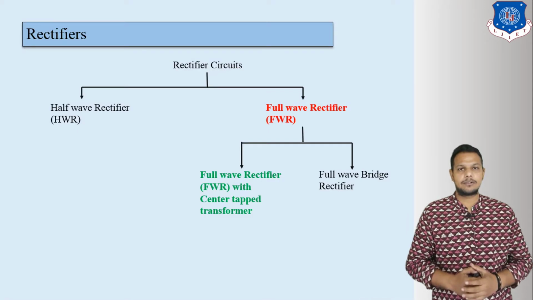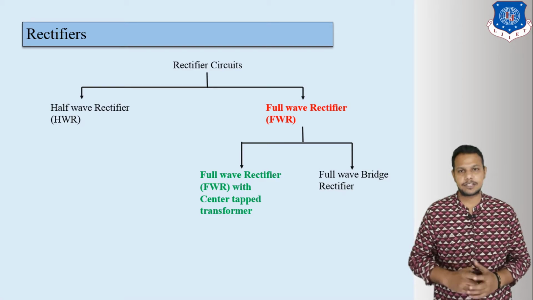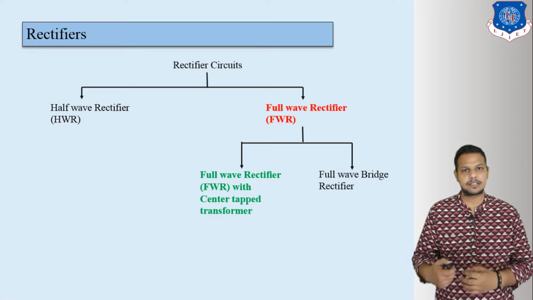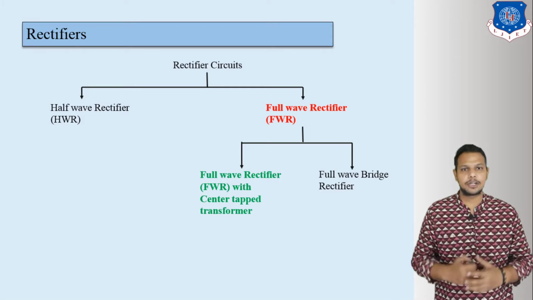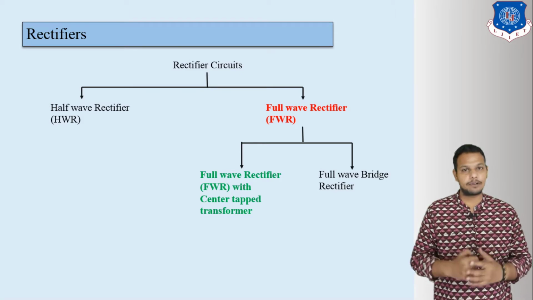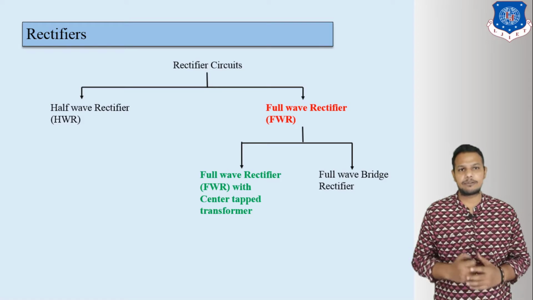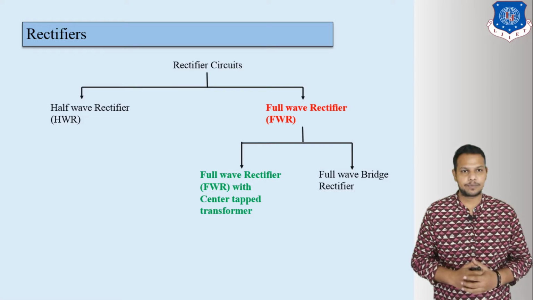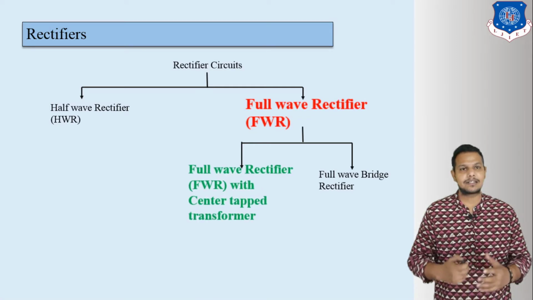First we have seen the classification of rectifiers. Rectifier circuits are divided into two parts. The first one is the half wave rectifier, which we discussed in our previous lecture, and the second type is the full wave rectifier, which we are discussing in this lecture. Full wave rectifier is divided into two types: one, full wave rectifier with center tapped transformer, and another one, the bridge rectifier. Today we are discussing the full wave rectifier with center tapped transformer.